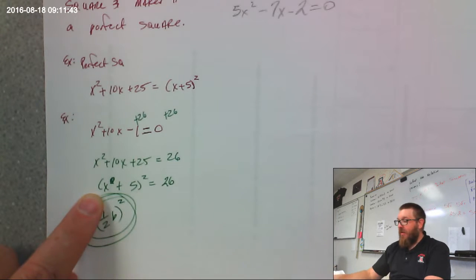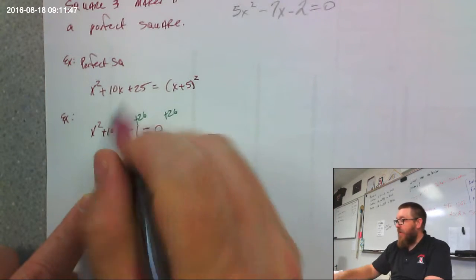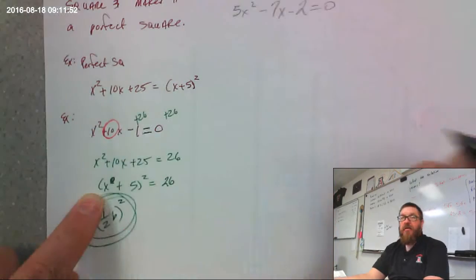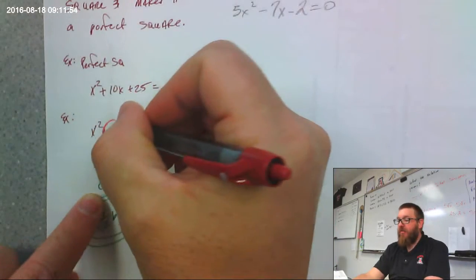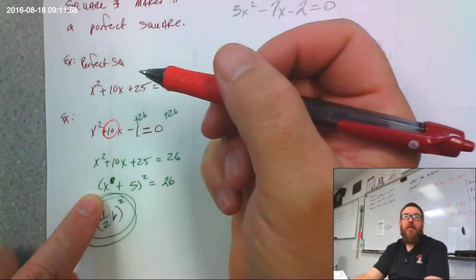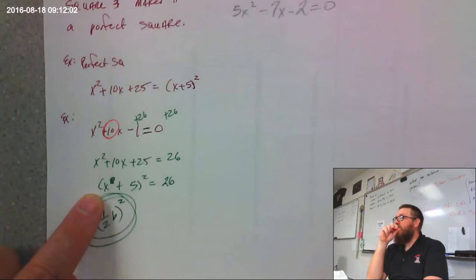So the key is, the way you take something that's not a perfect square is you take half of b, here's b, and you square it. Half of 10 is 5, 5 squared is 25, so you take half of b, square it, and add it to both sides. That's what happens. What's your question, Michelle?